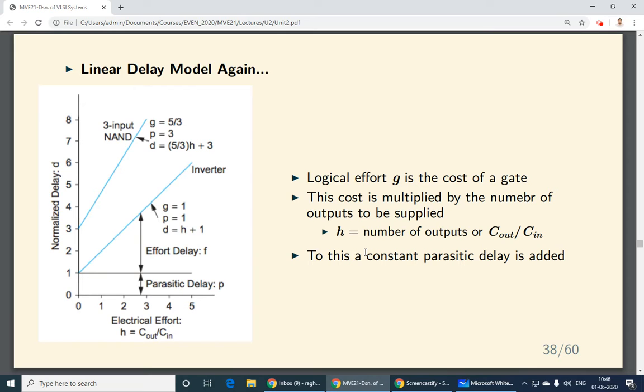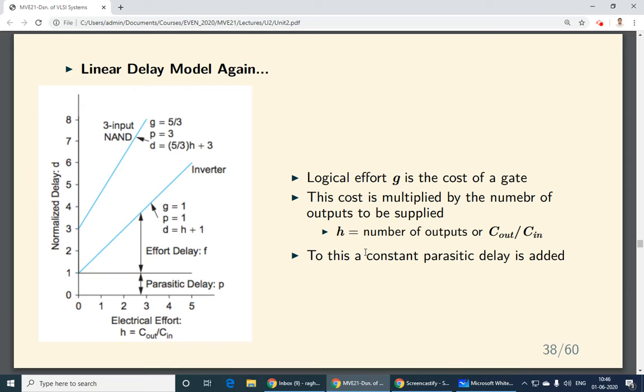This is a delay which is in terms of tau, and tau is the 3RC delay for some particular technology. Because we are in terms of tau, we don't have to worry about the technology. This will stay the same for any technology, so the design can be reused. And in terms of the G, H and P, we already discussed all those terms.